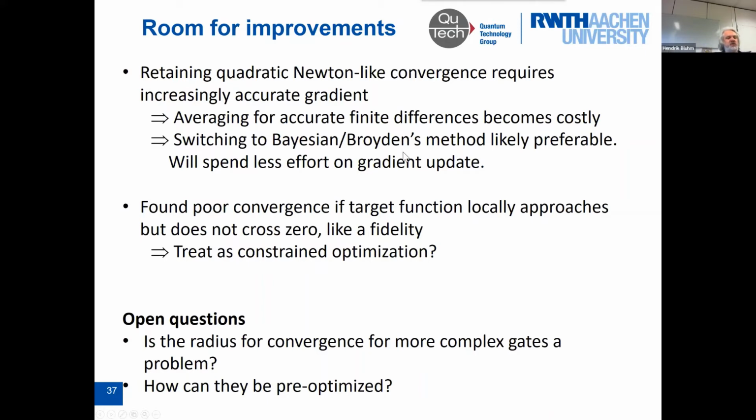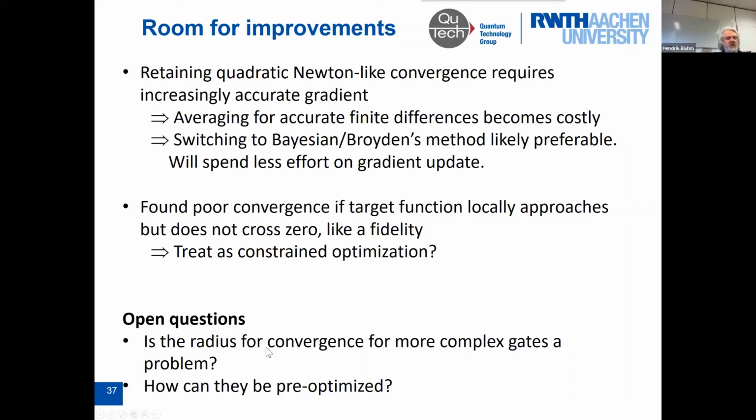And then spend less effort on the gradient update and maybe have a mix between quadratic and linear convergence. We also found that there's poor convergence if the target function locally approaches a minimum without really having a zero crossing. So for example, for fidelity limitation due to noise. So I think it would be interesting to treat this as a constrained optimization.